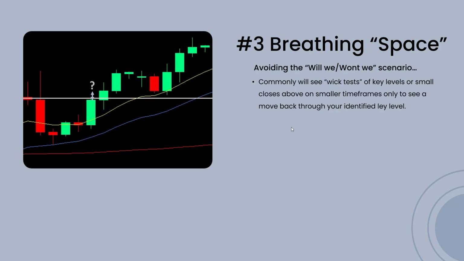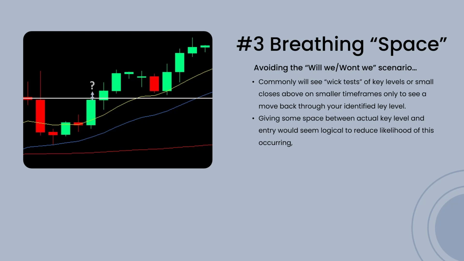So it makes sense that we give it some space between the actual key level and the entry to reduce the likelihood of this occurring. Now, why it occurs is that we've got quite a few people, if we think about this, if you get an uptrend here, we've got quite a few people here expecting it not to break through, but to pull back down. Okay, so you'll have a lot of limit orders there, expecting it to retrace, hit that level, in which case the orders will be filled, and then we get a bounce down.